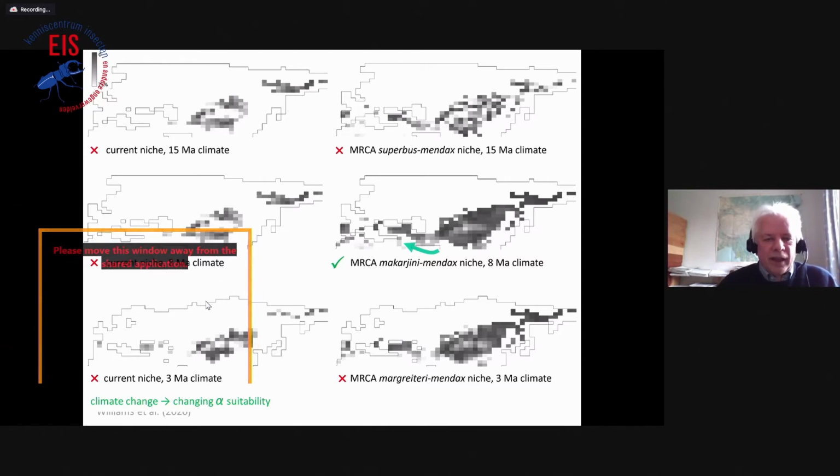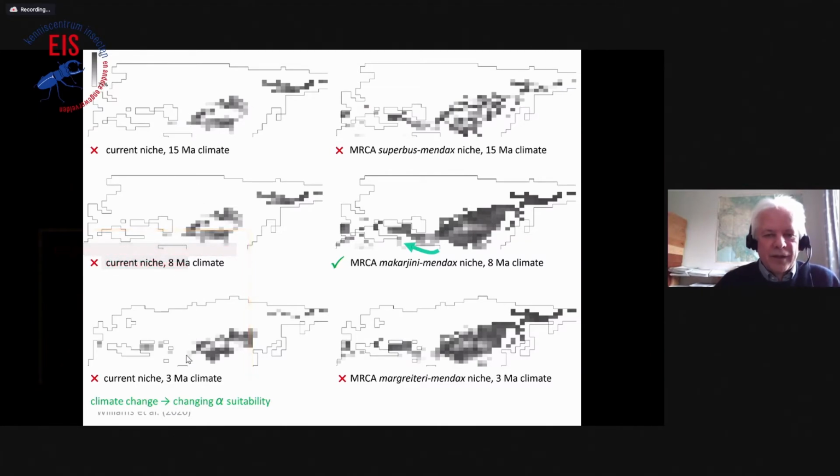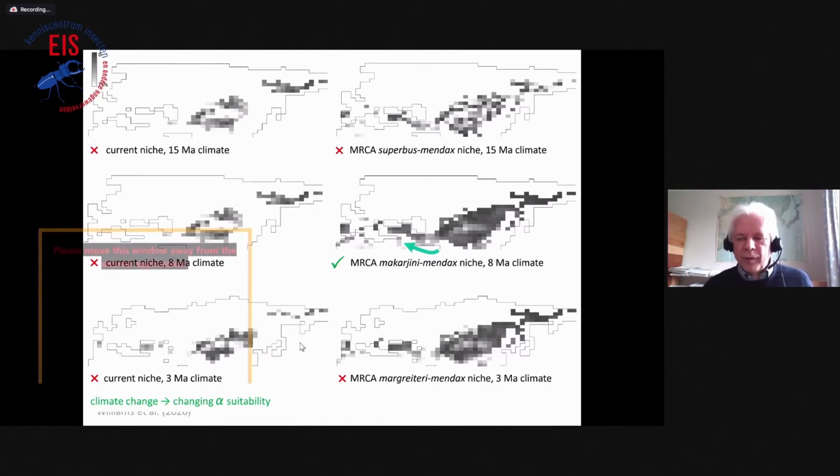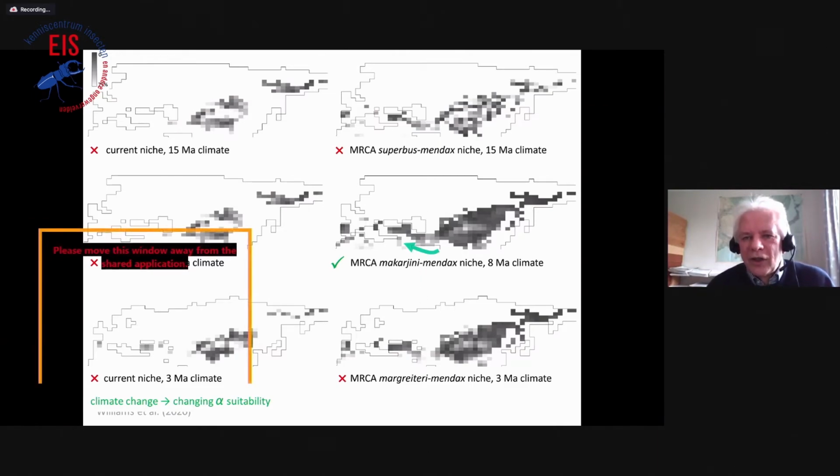And what we see if we use the current niche of these bees is that this gap persists in these models. It doesn't look like a very favorable route through from Asia to Europe. But when we combine the past climates with the models of past climatic niches, we get a clear winner around 8 million years ago, when there seems to have been a relatively high suitability in these mountains in Afghanistan and Iran for these bees to have used this as a corridor to get through into Europe.